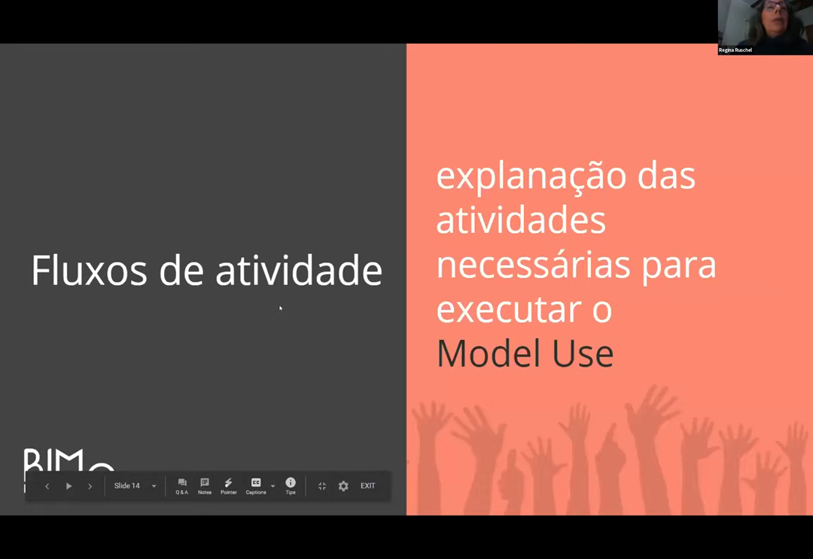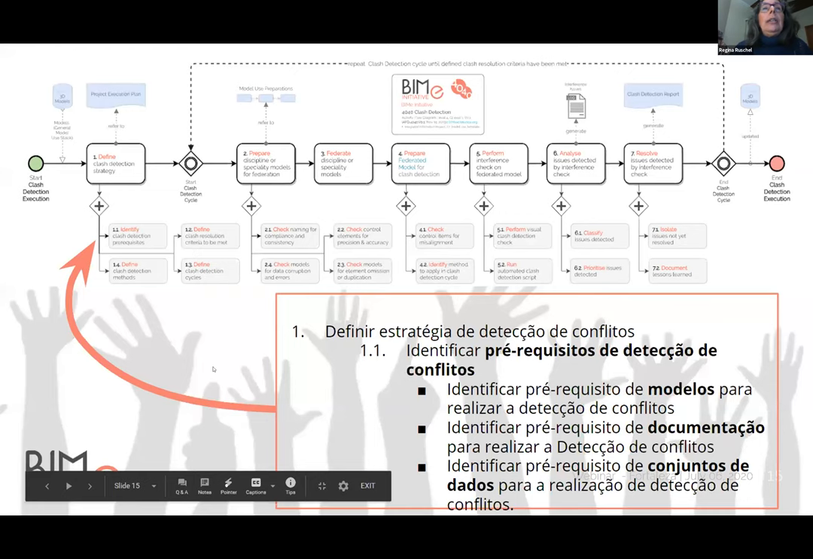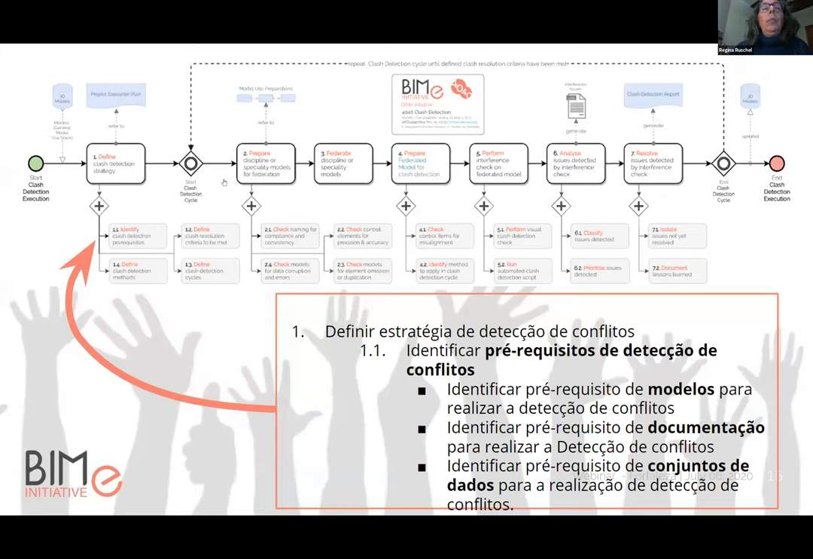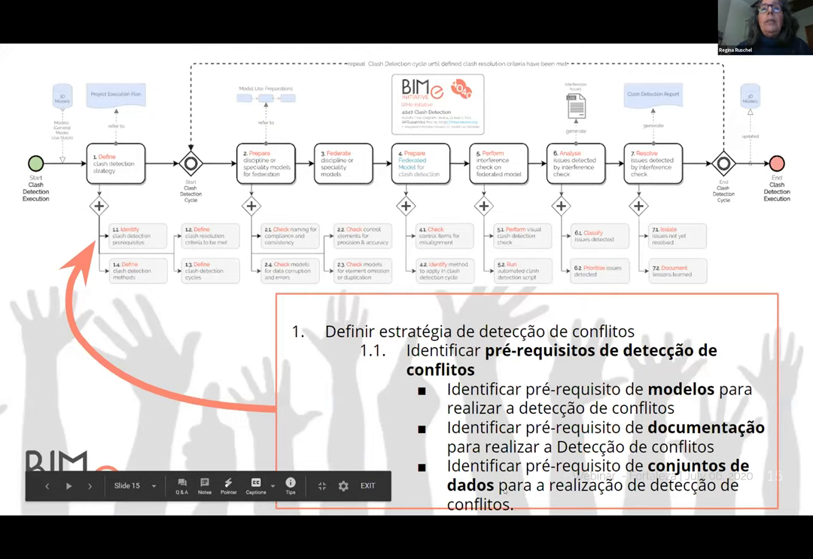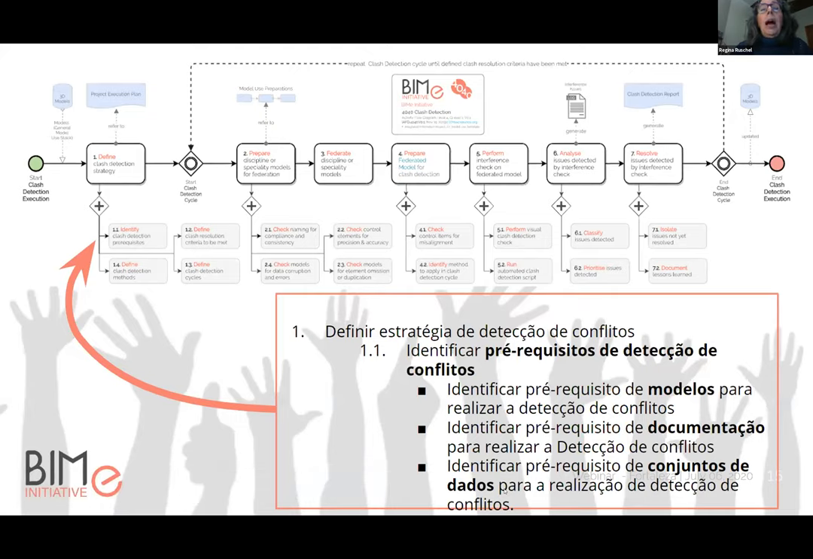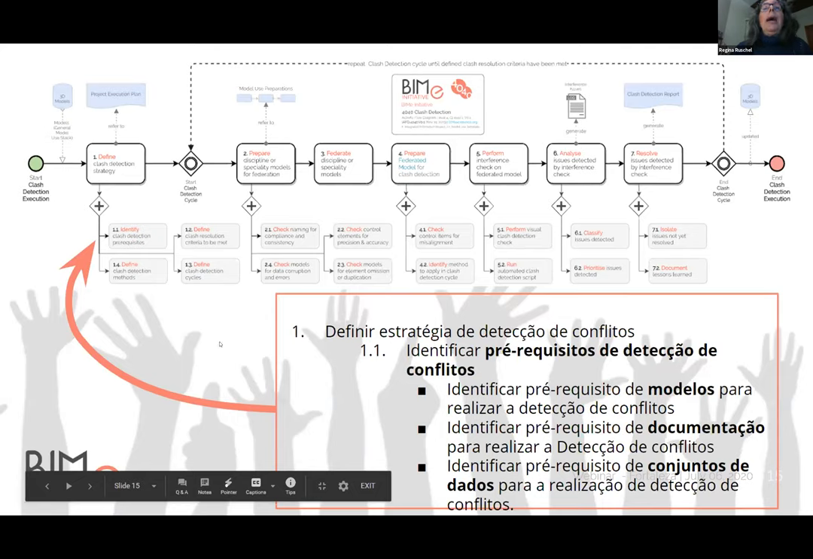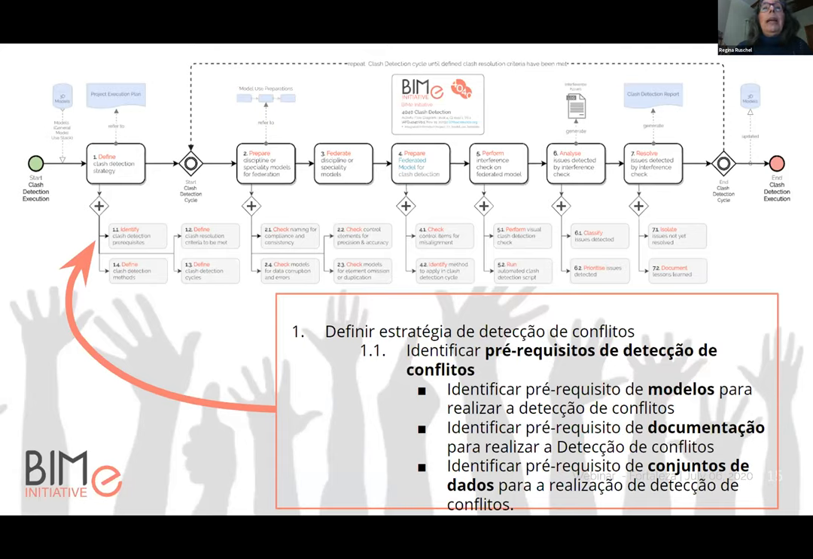Ok. E fluxo, a próxima propriedade, a próxima categoria é fluxo de atividades, onde a gente faz a explanação das atividades necessárias para executar um model use. Aqui, dentro dessa propriedade, a atividade é colocada em forma de fluxo, tá? E para cada uma das atividades, a gente tem a descrição dela em três níveis. Essa aqui foi a propriedade que mais nos deu trabalho, né? E que mais nos faz revisar e compreender esse uso, e revisar todas as outras propriedades.